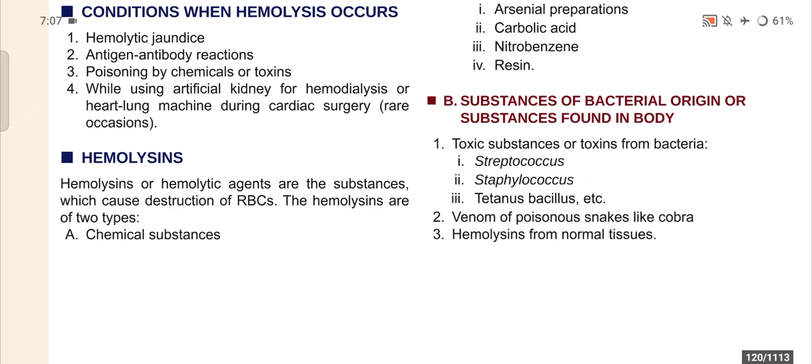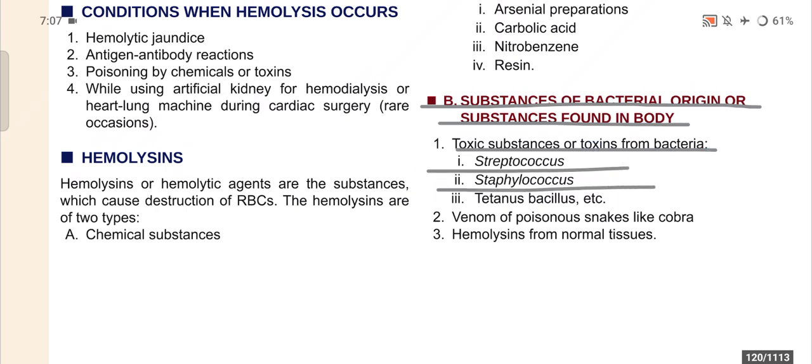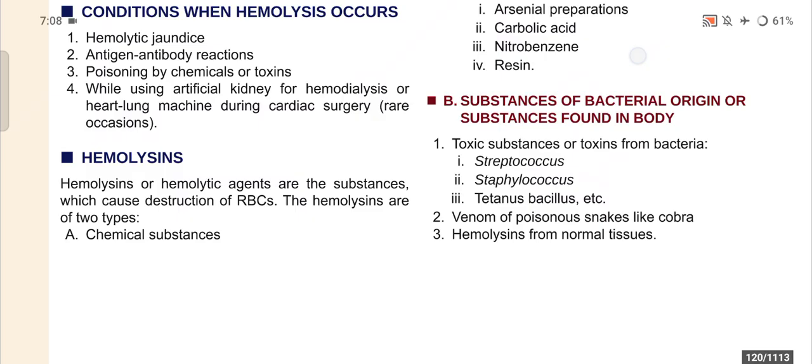Now substances of bacterial origin or substances found in the body. Toxins from bacteria like Streptococcus, Staphylococcus, Welch's bacilli. So these are the bacteria which can release some chemical substances which may affect your body. Then venom of poisonous snakes like cobra. Then hemolysin from normal tissue. So these are the three sources, either from the body or from bacterial origin.